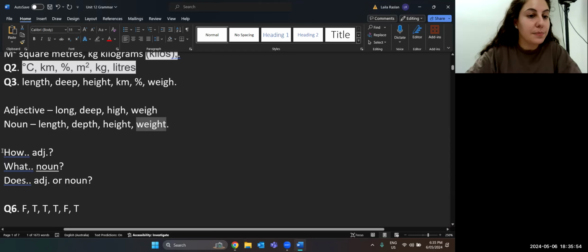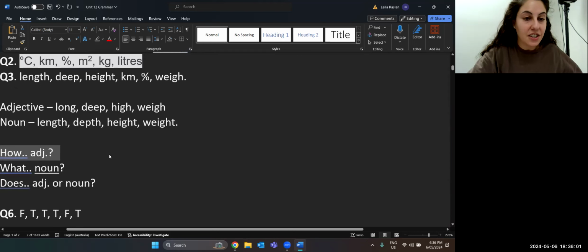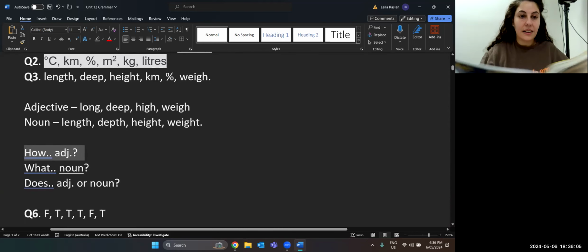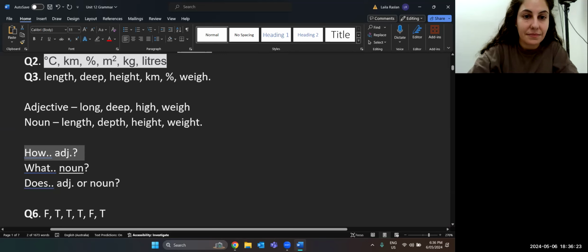So for example, with questions that start with a H, so how, I have to use the adjective. So for example, how long is your hair? How deep is the swimming pool? How high is the building? How much do you weigh?